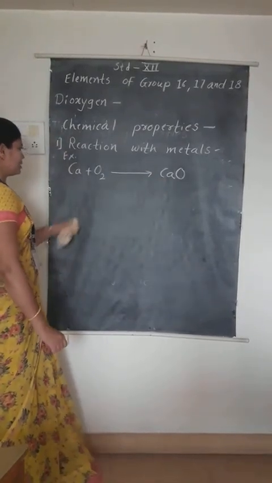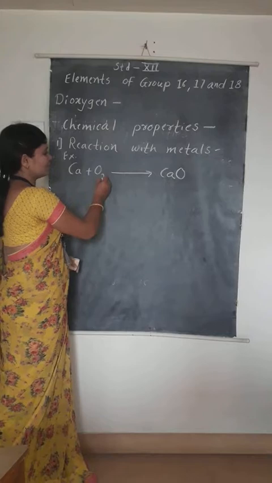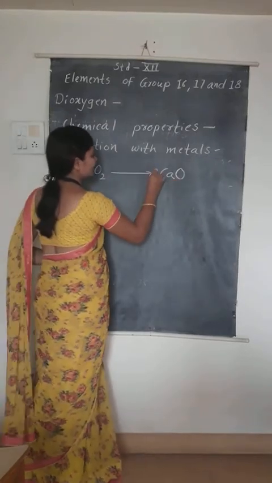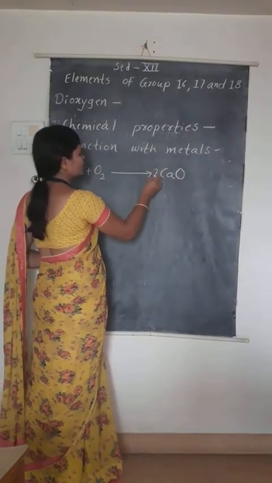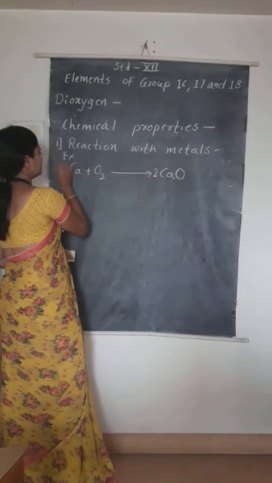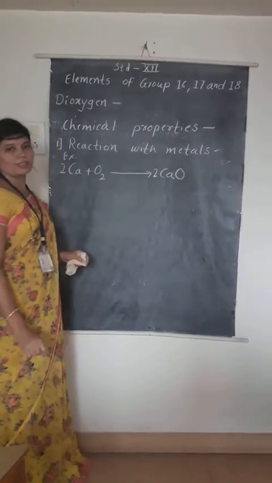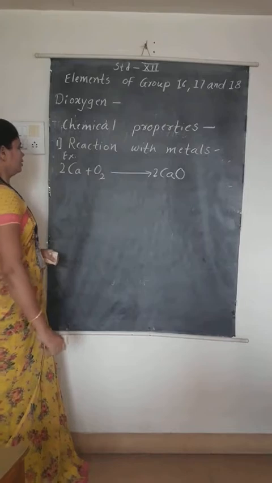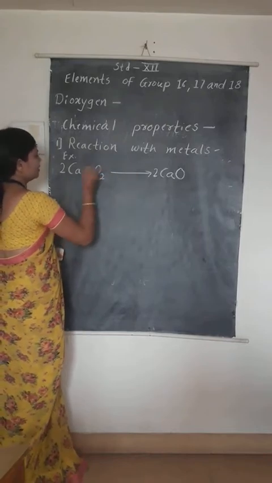We will balance this reaction. Here number of oxygen atoms is 2. Here only 1. To balance, take here coefficient of CaO as 2. To balance calcium atoms, take here coefficient of calcium as 2. Reaction is balanced. The next, aluminium oxide.